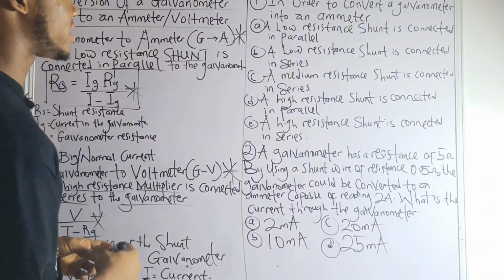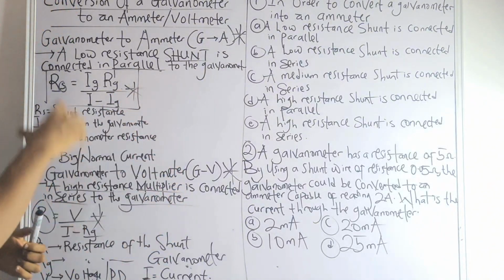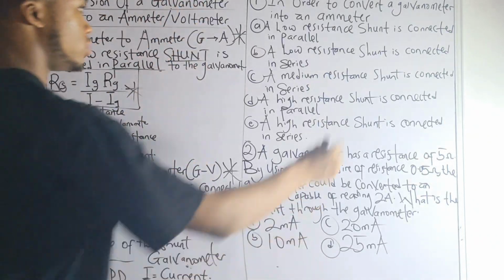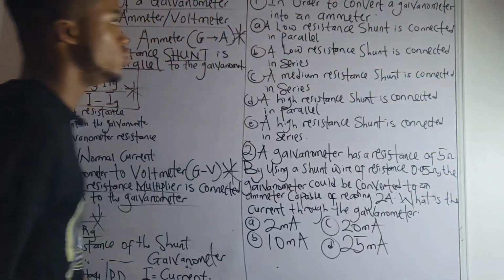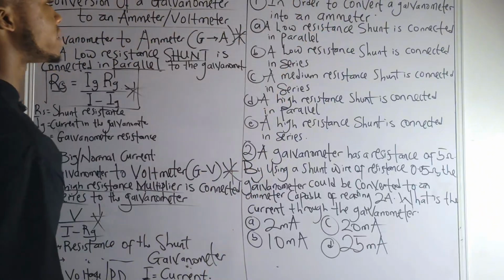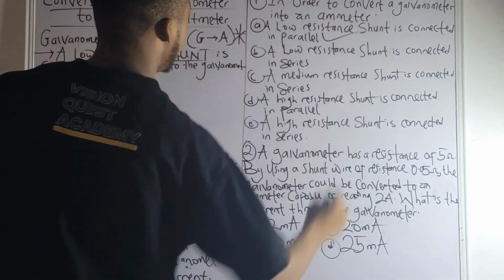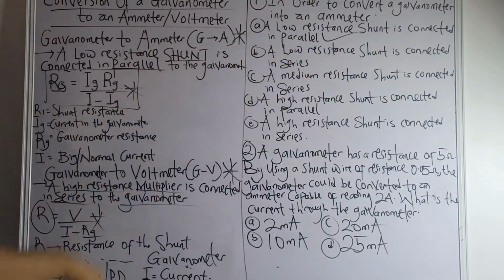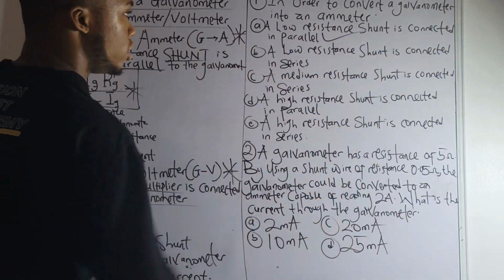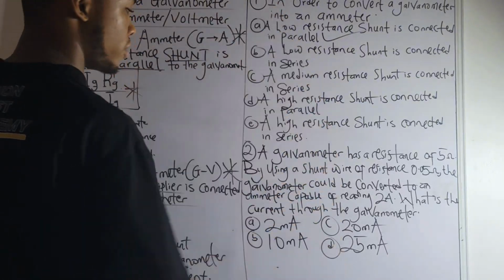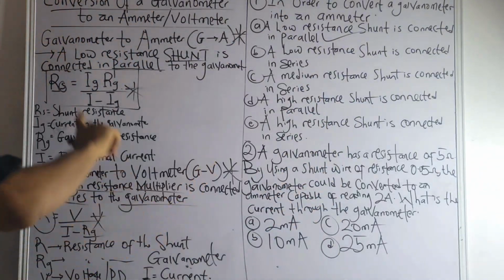Now, the first question they ask: in order to convert a galvanometer to an ammeter, from G to A, what do you use? A low resistance shunt connected in parallel. Option A. Very, very straightforward. A low resistance shunt connected in parallel to convert your galvanometer to an ammeter. So the rest of the options are wrong.